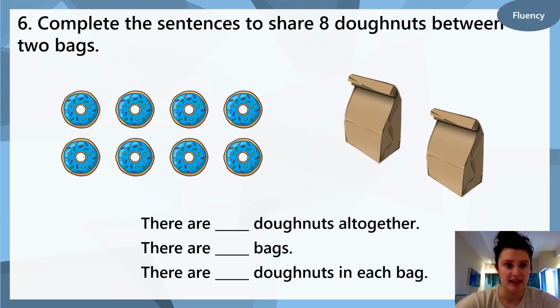Question 6, okay, it's changing a bit now. Complete the sentences to share 8 donuts between 2 bags. So we have 8 donuts and we have 2 bags, and remember we have to have the same number in each bag. So our first sentence, there are donuts altogether. So count the donuts and write the answer on the first line. Second sentence, there are bags. Count the bags and write the number on the second line. Third sentence, there are donuts in each bag. So if you were to share out these donuts into 2 bags, how many would be in each bag? How many in each group? Write it now on the third line.